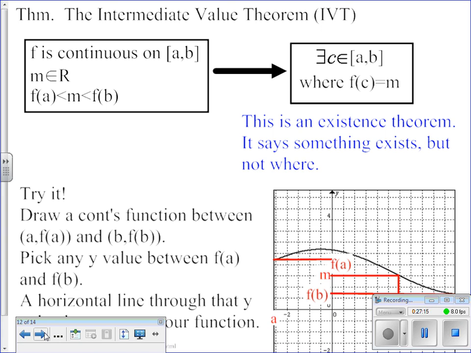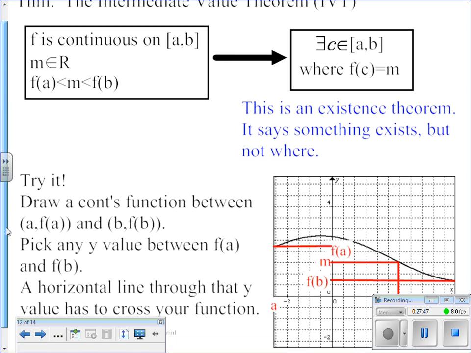So then there exists a point C. That's what the backwards capital E is. There exists. Told you. Math language is funny. There exists a point C that is an element of A to B. In other words, C is between A and B, including A and B, such that f of C equals that point in between.